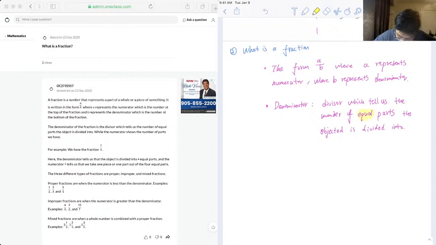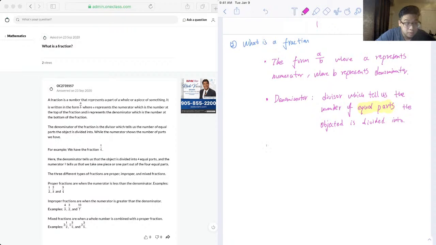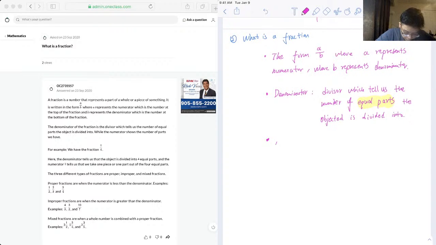Remember, it's always the equal parts. And the numerator simply shows the part we have, or the number of parts we have.